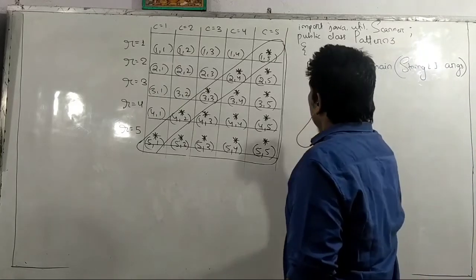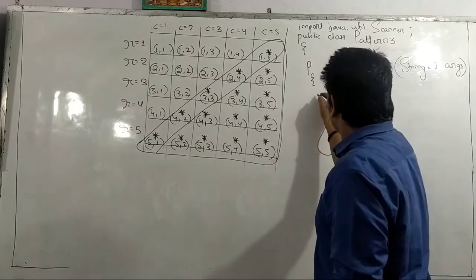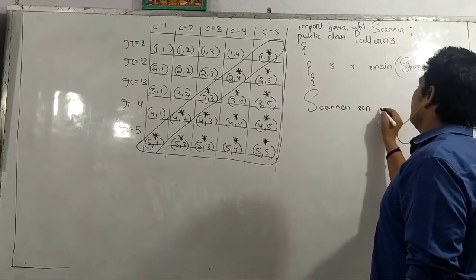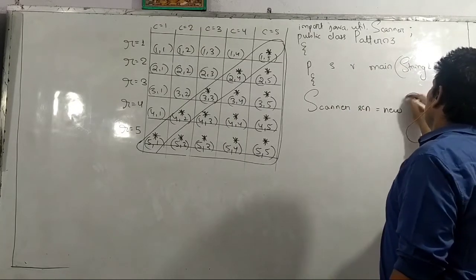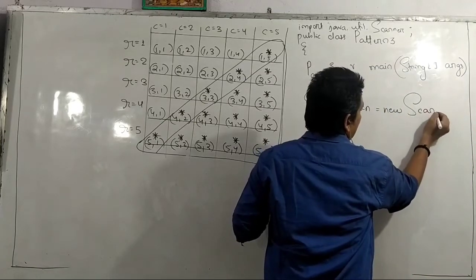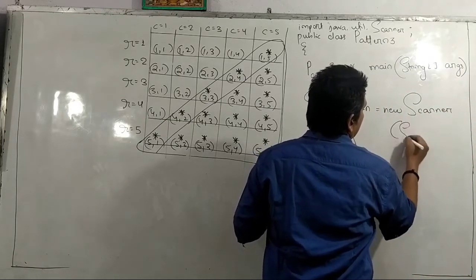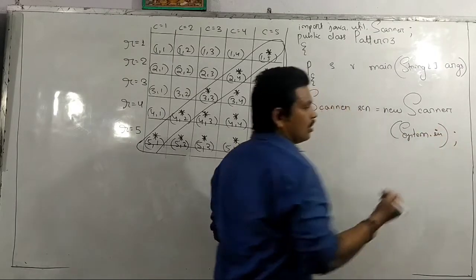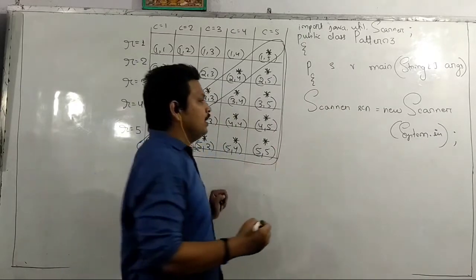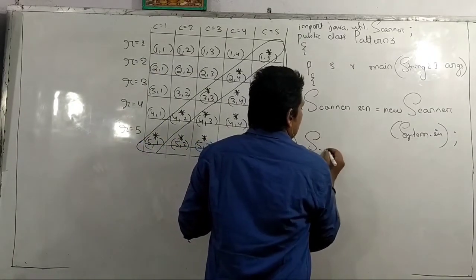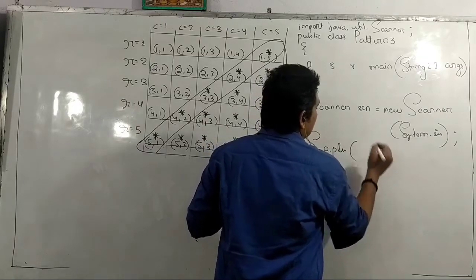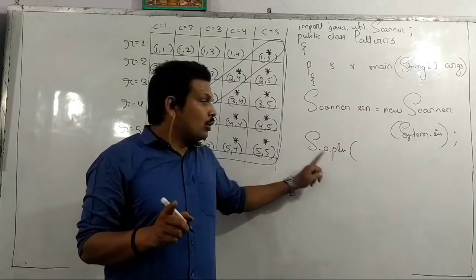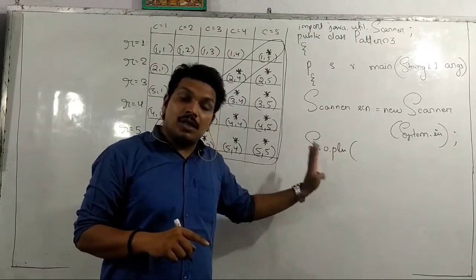Okay, let me create the object of Scanner. Scanner scn is equal to new Scanner(System.in). This is how we create the object of Scanner. Okay. System.out.println. In examination, don't write s.o.println. No. In examination, you have to write completely System.out.println.